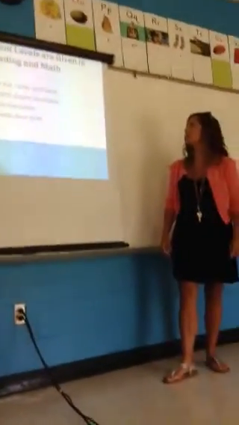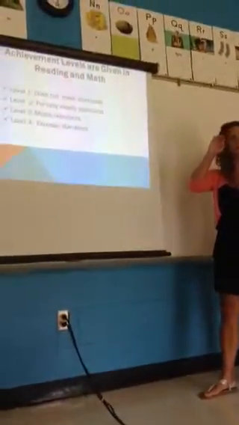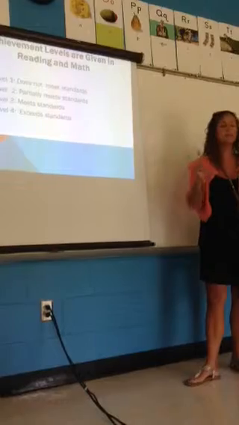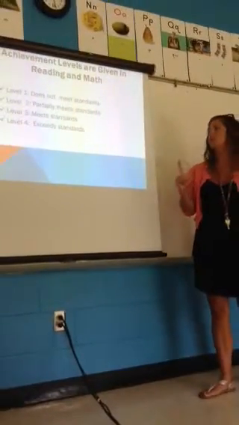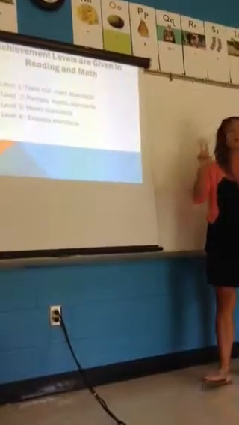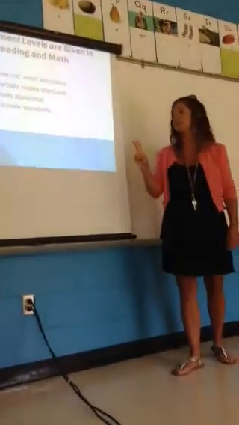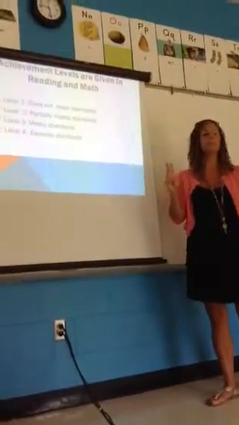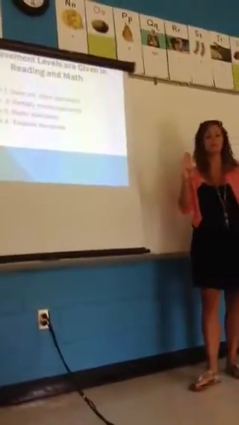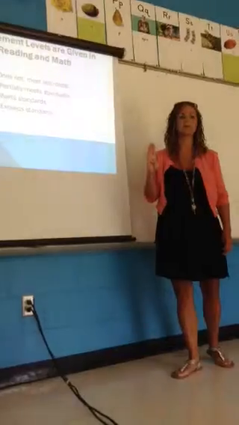Okay, the achievement levels are given in reading and math. Level 1 means it does not meet the standards. So if you are at level 1, you did not meet the standards on the test. Level 2 partially meets the standards. Level 3 meets the standards, and level 4 exceeds the standards. That means you went beyond.